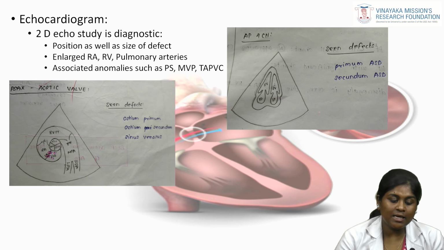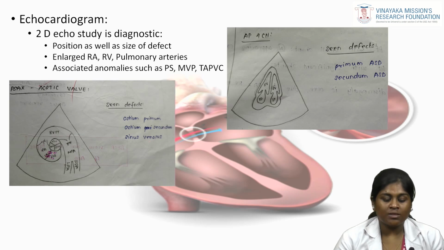So here we can see in aortic valve short axis view, at the aortic valve level, some of the types of ASD like ostium primum, ostium secundum, and also sinus venosus. These types of ASD can be seen at aortic valve level in short axis image. And next in apical 4-chamber view, we can see types of ASD like ostium primum ASD and ostium secundum ASD.